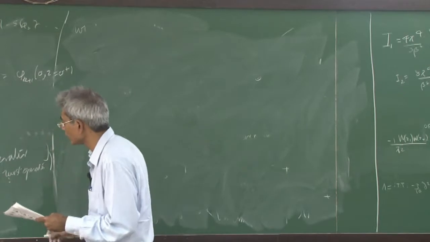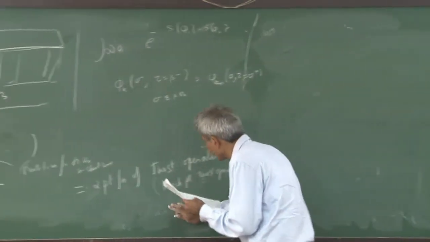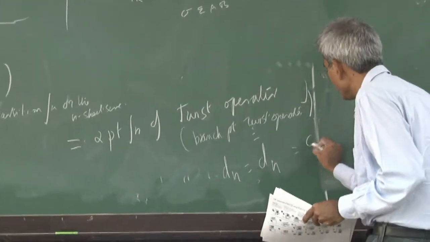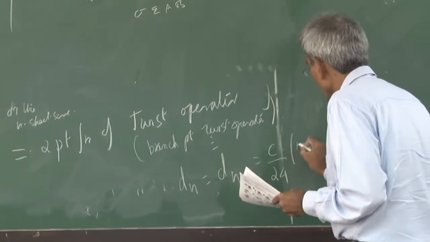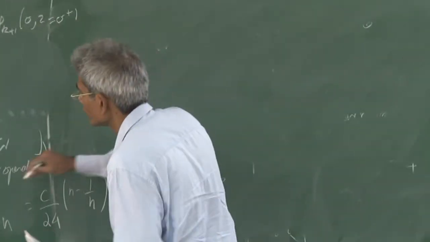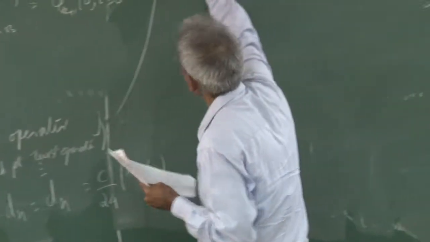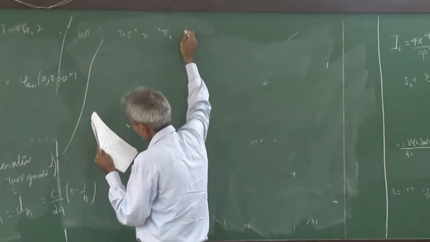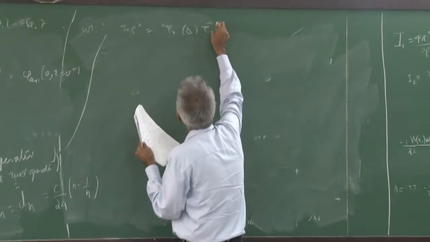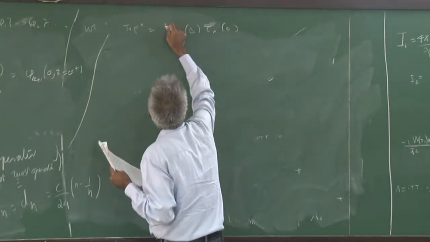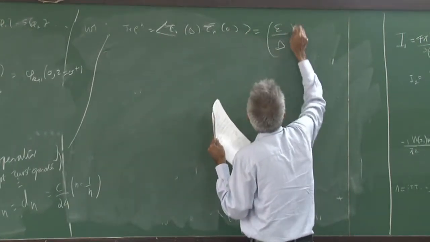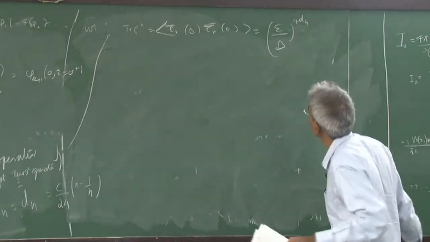So, this branch point operator is supposed to be a primary, and its conformal dimension is basically central charge by 24 times n minus 1 by n. Okay. So, that is the dimension. So, let us calculate the 2-point function. Let me just go through this recipe first. So, trace of rho to the n is tau_n at delta, tau-bar_n at 0, which is some epsilon by delta to the power 4 d_n, holomorphic and anti-holomorphic, where delta is the distance.